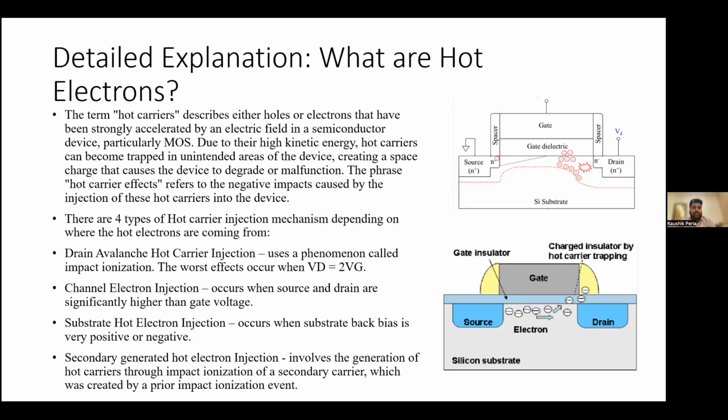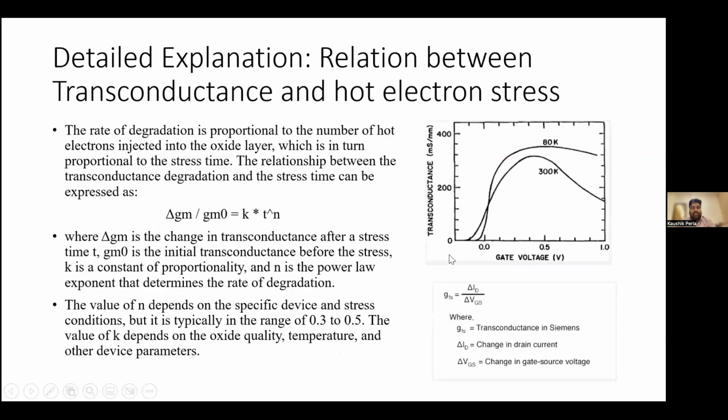Basically transconductance is nothing but the measure of sensitivity of the device current to changes in gate voltage. So it is defined as the derivative of drain current with respect to the gate voltage at any bias point. So hot electron effect depends on transconductance because the higher the transconductance, the higher the electric field at the drain edge of the channel, which increases the probability of hot electron generation.